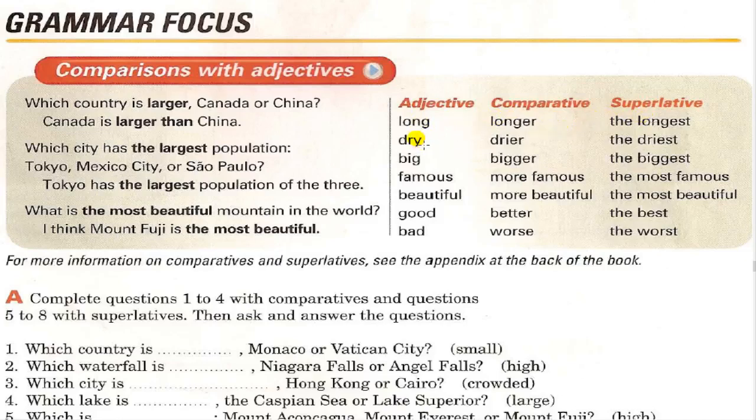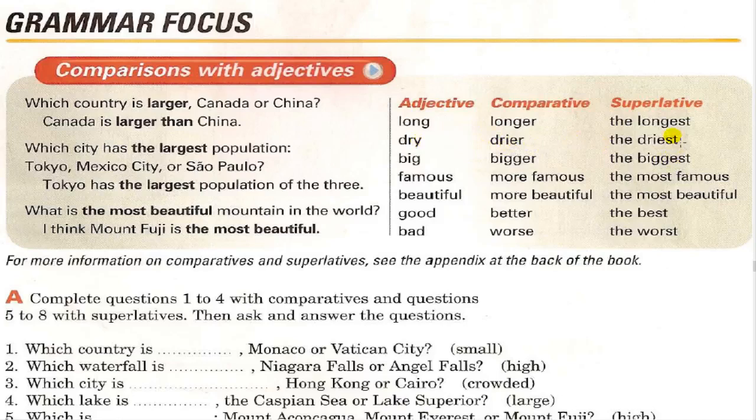Dry: the adjective ends with Y, and there is a consonant before the Y, so it's not a vowel. Vowels are A, E, I, O, U, but here we have R. Dry, drier, the driest. Y becomes I, and we add ER. Drier, driest, I-E-S-T. So we delete Y, we omit Y, we remove Y, and we put I-E-R or I-E-S-T.